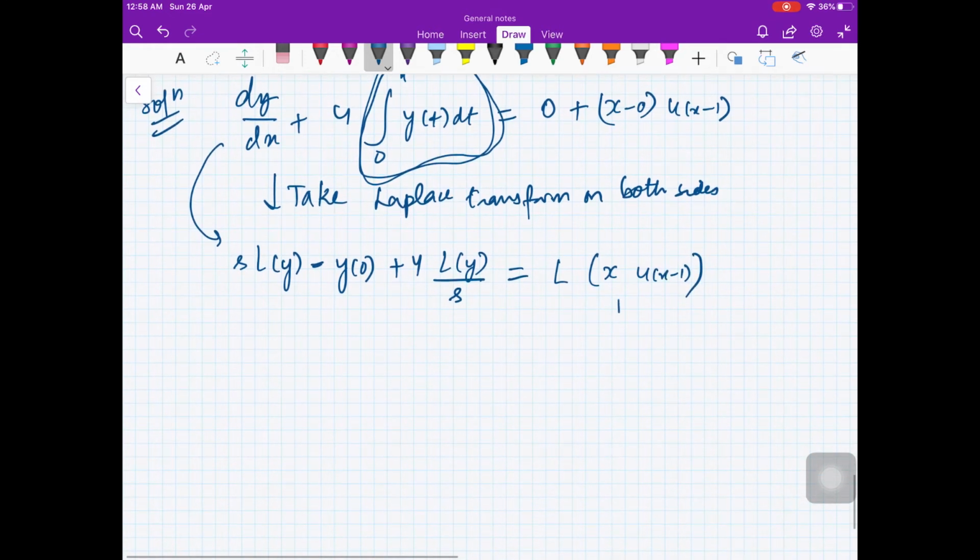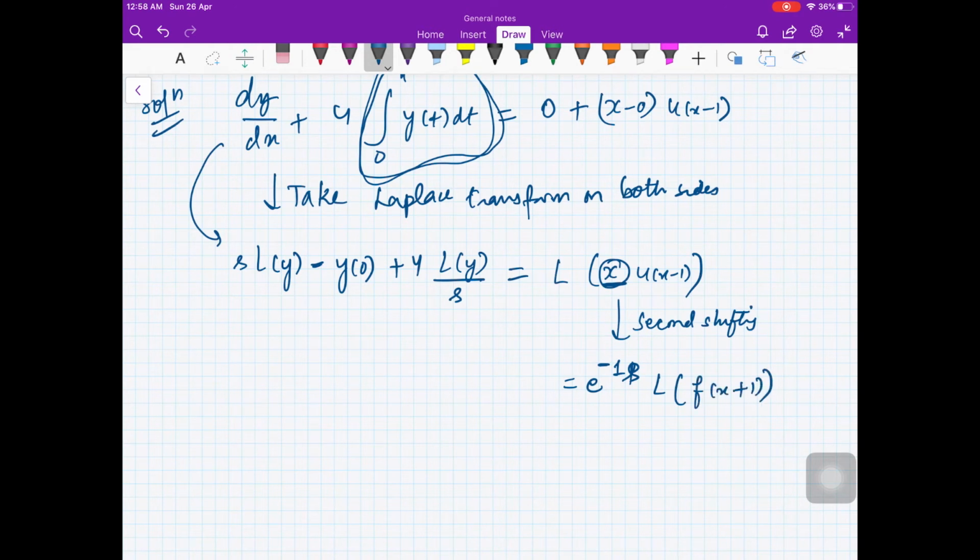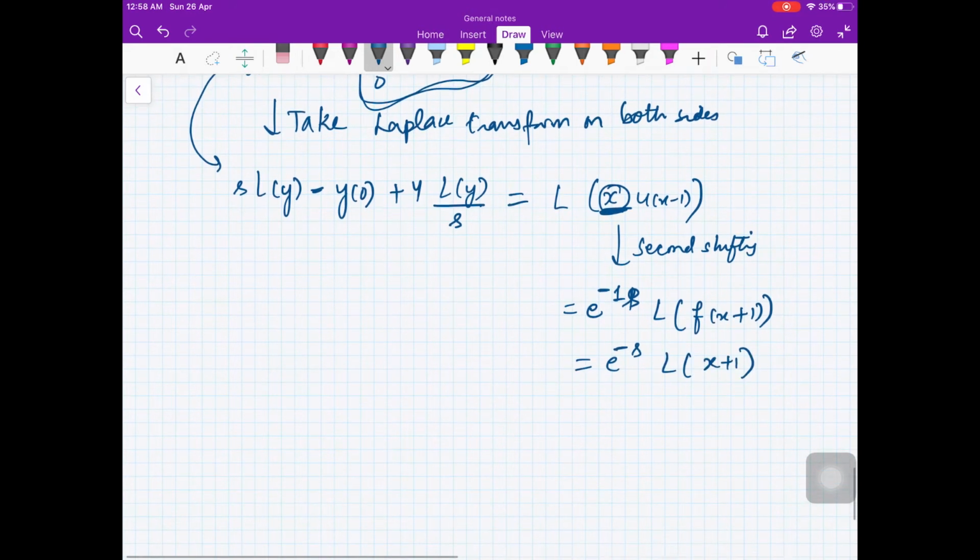Now this is the Laplace transform of x u of x minus 1, right? Here you use the second shifting theorem. You don't have x minus 1, so this is e raised to minus a s, where a is 1 here, into the Laplace transform of f of x plus a, because you have x only here. So this is e raised to minus s L of x plus 1. So this is equal to e raised to minus s, times the Laplace transform of x, which is 1 by s square, plus 1 by s. This is equal to 2.